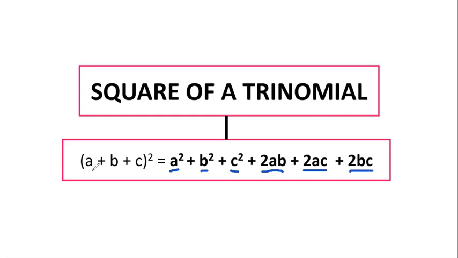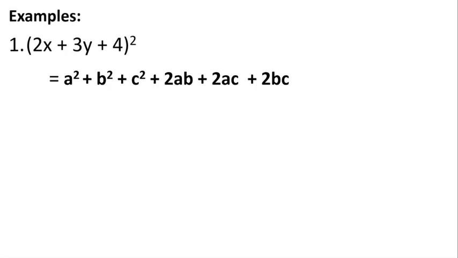Now, yung value ng a, b, and c ninyo, in order yun. So, the first term will be a, the second term will be the b, and the third term will be the c. And here, consider nyo yung sign ng term. Kung negative, then negative din yung value ng term na yun. Negative na, positive naman, then positive. So let's try with an example. We have here, example number 1, 2x plus 3y plus 4 squared. So as you can see, we are squaring a trinomial.